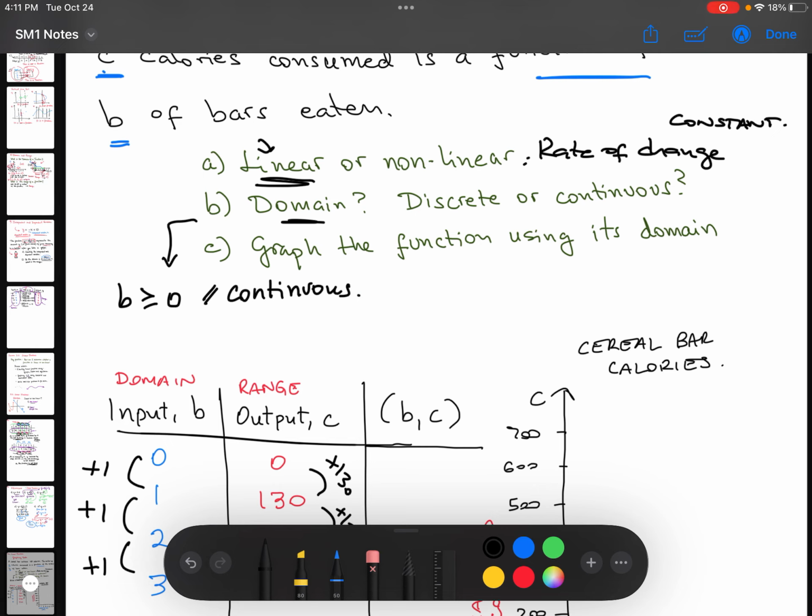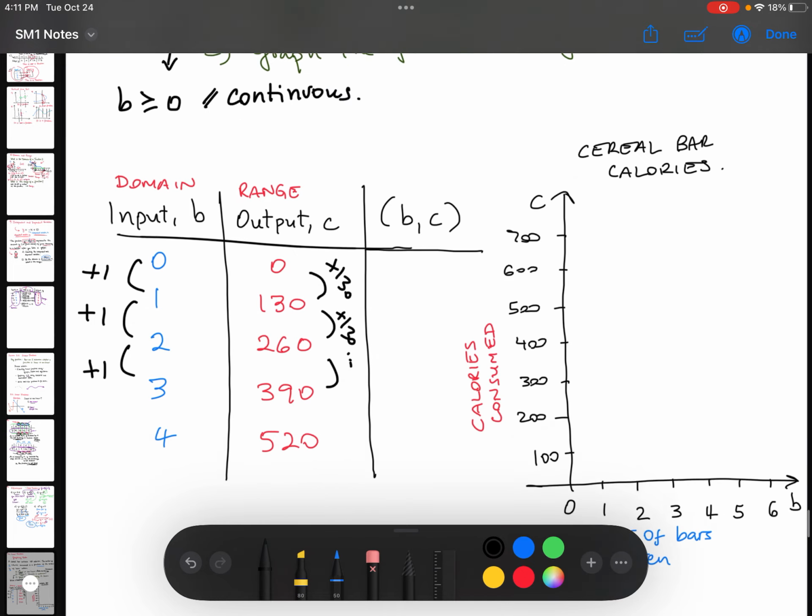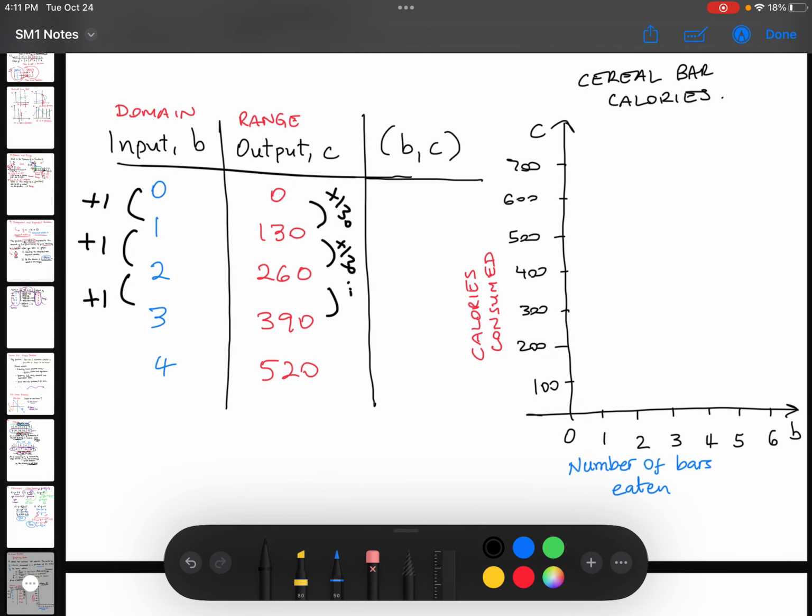And now let's graph the function. Let's graph the function using its domain. As you can see from this table, it's going to make our life really easy because for 0 bars, 0 calories. For 1 bar, 130 calories, and so on. For 2 bars, 260 calories. 3 bars, 390 calories. 4 bars, 520 calories, and so on.